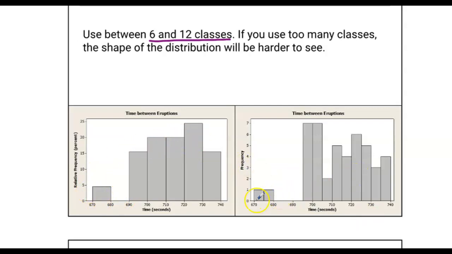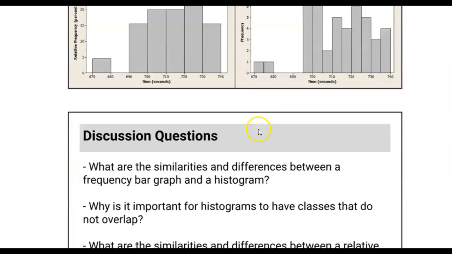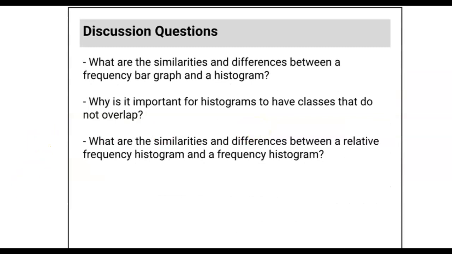In this case, we have 1, 2, 3, 4, 5, 6, 7, 8, 9, 10, 11, 12, 13 different classes, and it's all over the place. It's all jagged, so it's hard to tell what the pattern is. My suggestion to you, try to use between 6 and 12 classes when you're setting it up yourself.